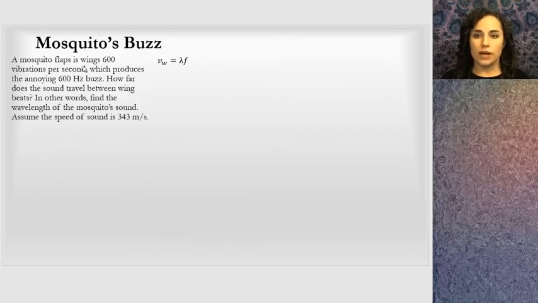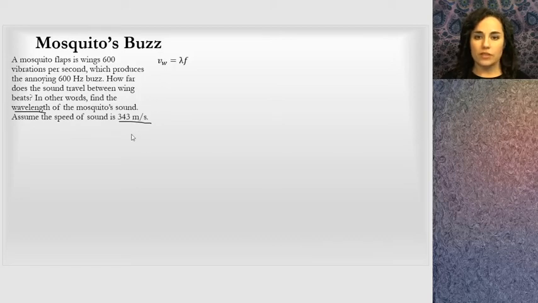A mosquito flaps its wings 600 vibrations per second, that's a lot, which produces the annoying 600 hertz buzz. That's what you hear. How far does the sound travel between wing beats? In other words, find the wavelength of the mosquito's sound. Assume the speed of sound is 343 meters per second in air.